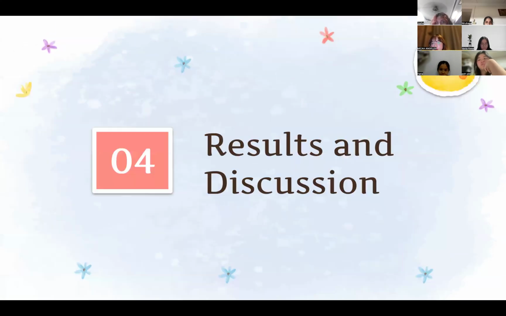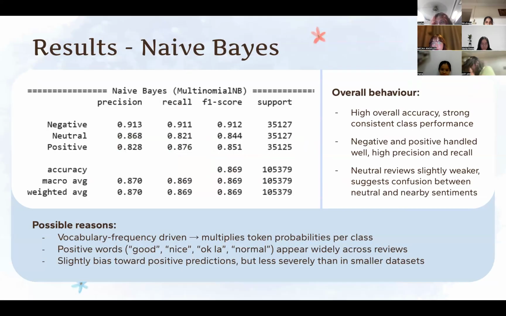Okay, next. For results and discussion, for naive Bayes, we can see that all three classes perform well, with strong precision and recall across negative, neutral, and positive. Overall accuracy is 86.9%, which indicates NB was able to classify most reviews correctly. Neutral is slightly weaker than the other two classes, showing that it still struggles a bit with mid-tone or borderline reviews. This behavior is expected because naive Bayes is vocabulary-frequency driven. It calculates sentiment based on how often words appear in each class. Positive words like good appear widely across reviews, so naive Bayes may still slightly lean towards positive prediction sometimes.